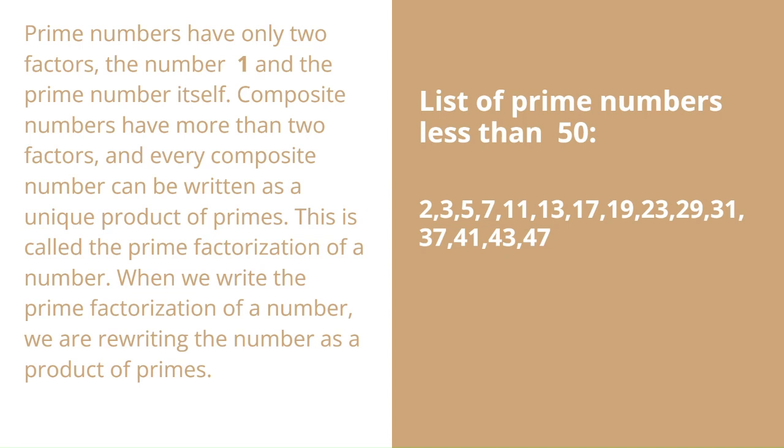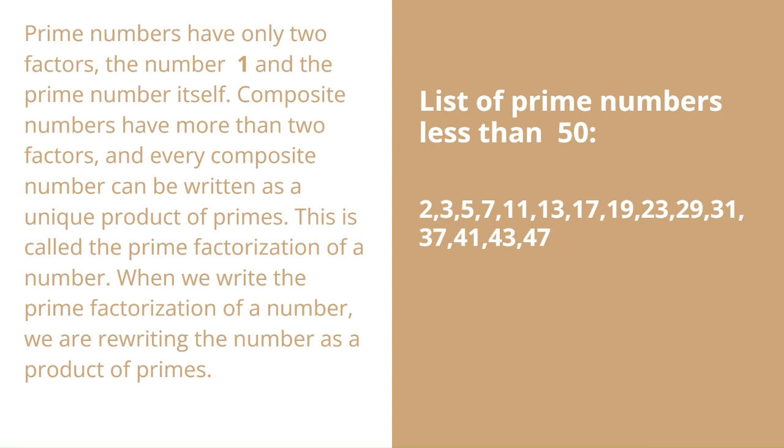Prime numbers have only two factors, the number 1 and the prime number itself. Composite numbers have more than two factors, and every composite number can be written as a unique product of primes. This is called the prime factorization of a number. When we write the prime factorization of a number, we are rewriting the number as a product of primes.